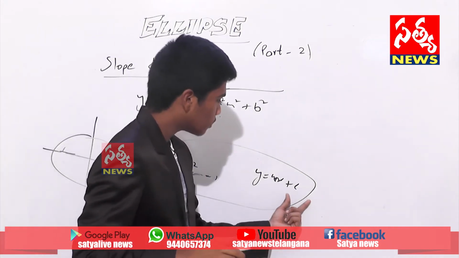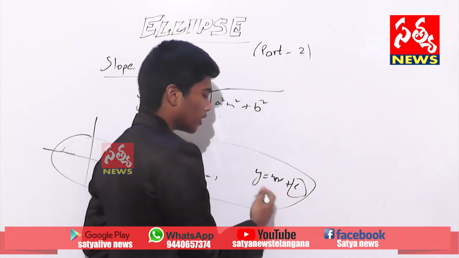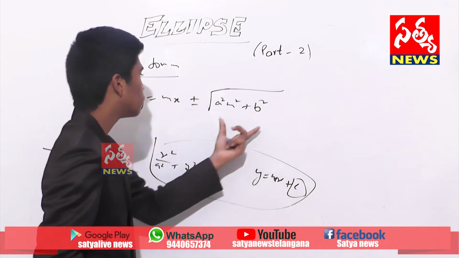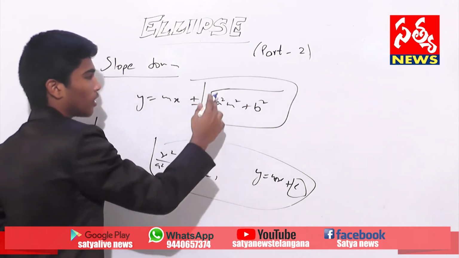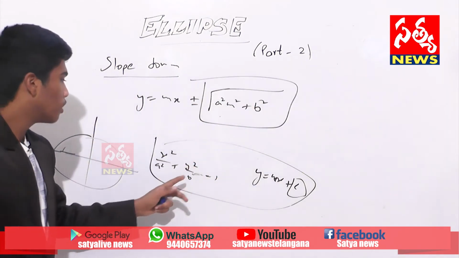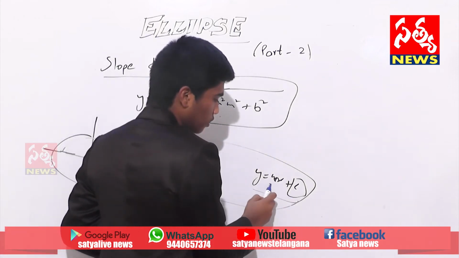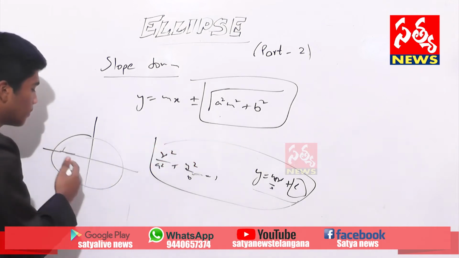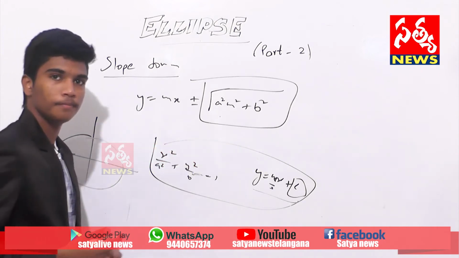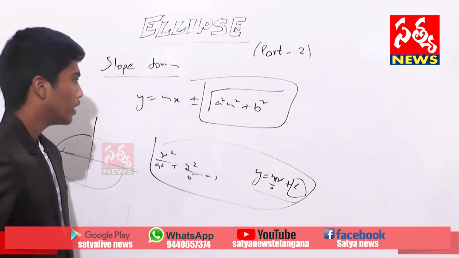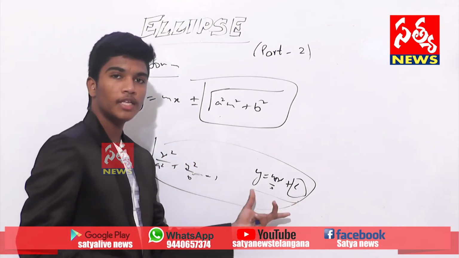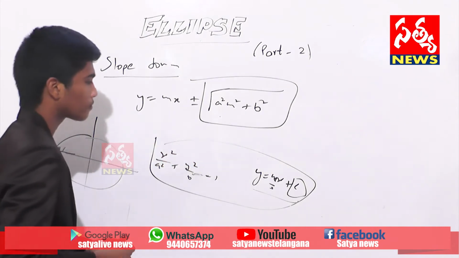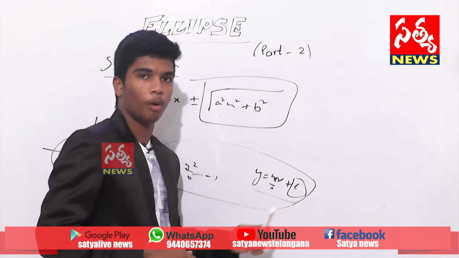Just equate the constant term c in the line y = mx + c to ± under root a² m² + b². From this equation you will get m, where a and b are the semi-major axis and semi-minor axis respectively. From here you can tell whether this line is a tangent to this ellipse or not. In this way we have to solve problems.